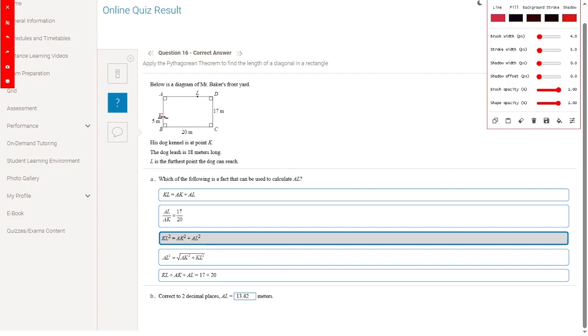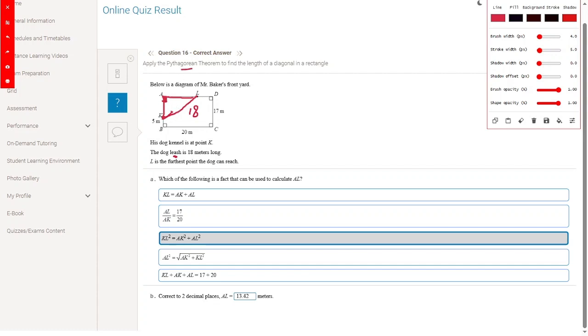That means the distance between the dog, which is at point K, to L is 18 because the leash is 18 meters. So KL will be 18, right? Now, L is the furthest point the dog can reach. Now, which of the following is the fact that can be used to calculate it? Here, if you can see, we have a right triangle. So here we can apply the Pythagorean theorem.